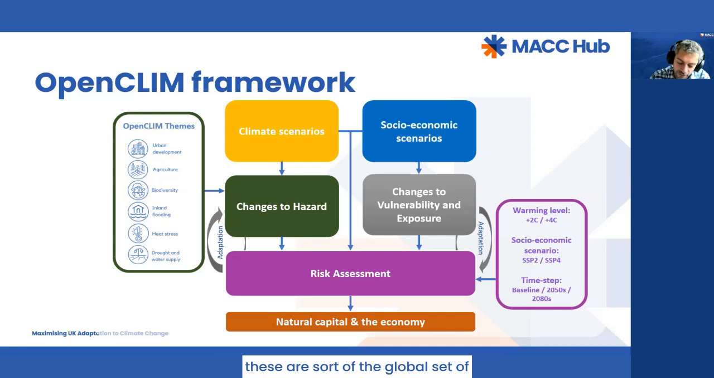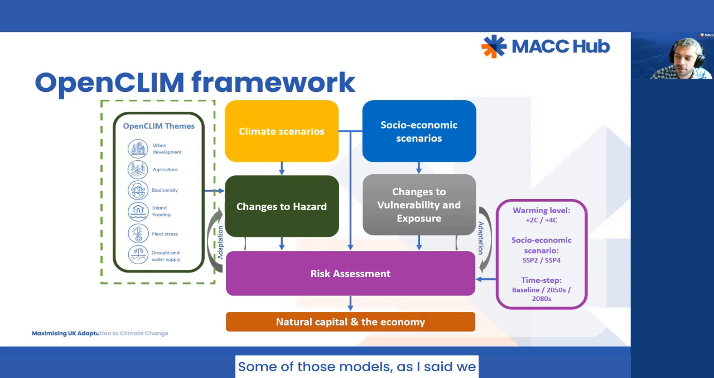For those that aren't familiar, these are the global set of pathways or economic scenarios that predict population change and economic development, and there's 5 sets of scenarios for the globe. And for this project, we've used 2 of those that have been downscaled to the UK for a different project. And then we use a number of time steps as well to understand what change happened, particularly in 2050 and 2080. Although some of the models obviously produce results at different time resolutions, so we can look at a greater range of time steps for some of those models.